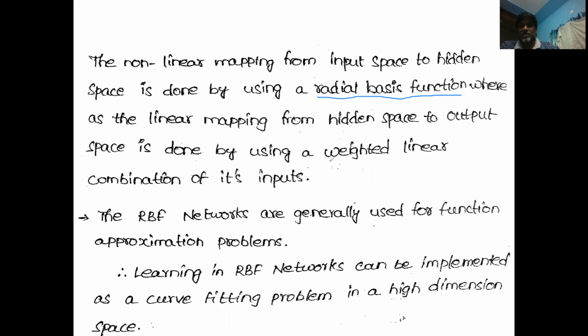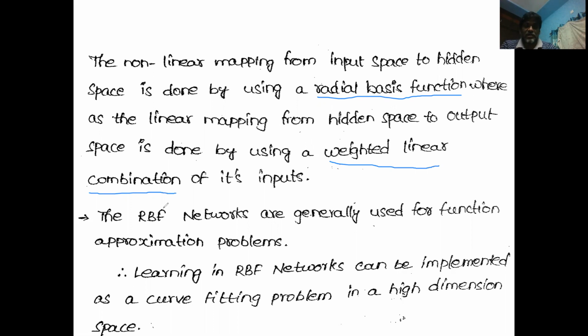This is generally done with the help of a weighted linear combination of its inputs. That is generally going to be the sum of products of weights and inputs. It's a general process in neural networks, but the speciality of radial basis function neural networks is converting the input space to hidden space from a low dimensional space to a high dimensional space. That is where the actual specialty lies in radial basis function neural networks.